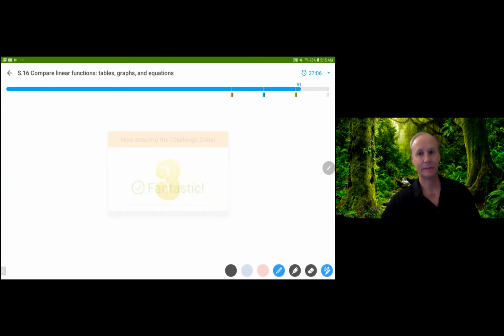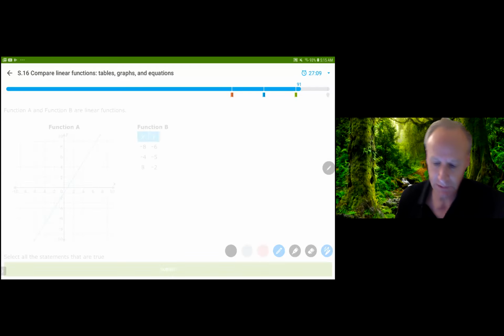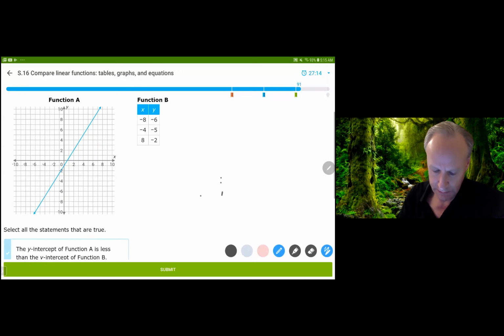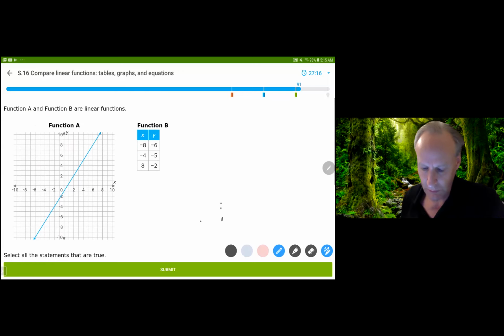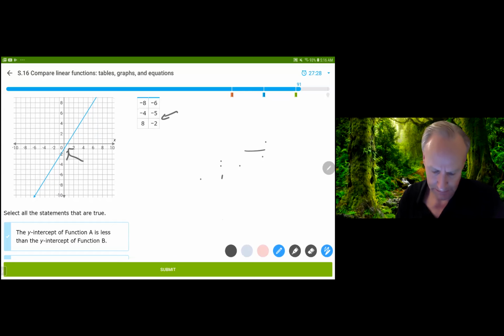All right, guys. Try some of your estimating, and I'm going to go fairly quickly through the rest, and I'm going to try and make it really easy. Now I'm looking at the y-intercepts. The y-intercept is between these two, isn't it? And the y-intercept of this one is at -1. So A is going to be larger.